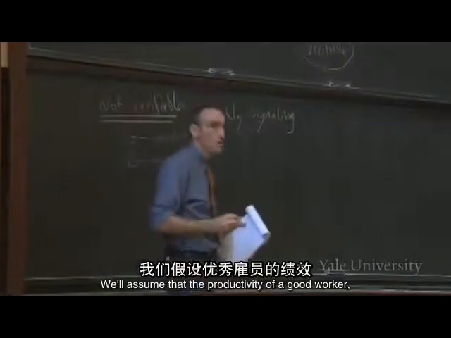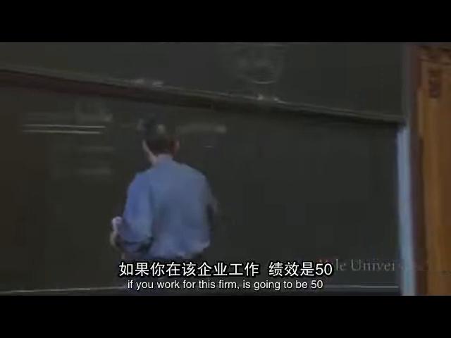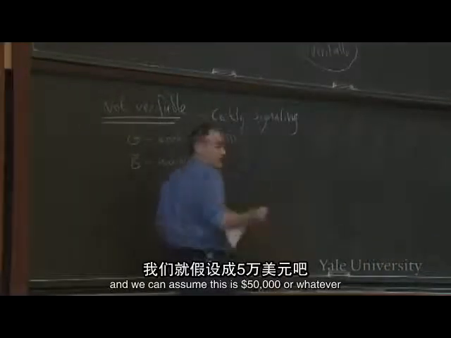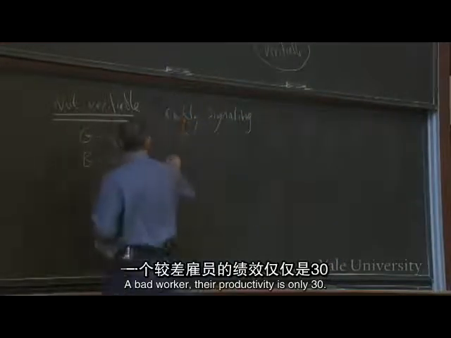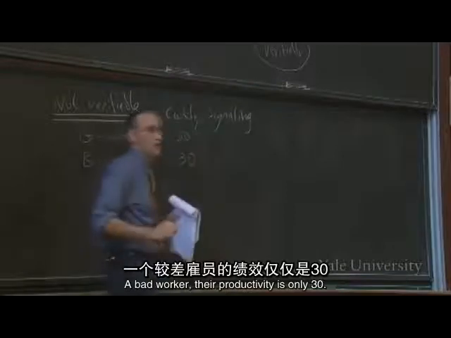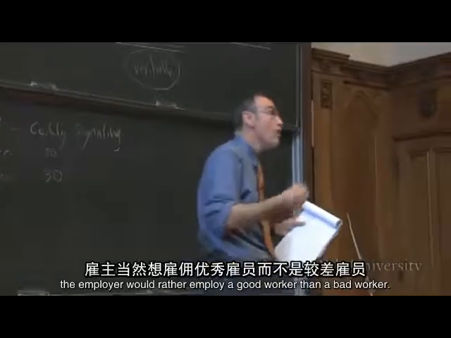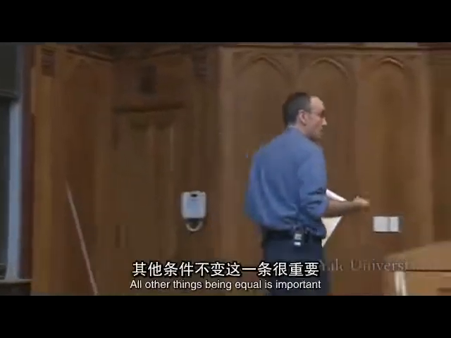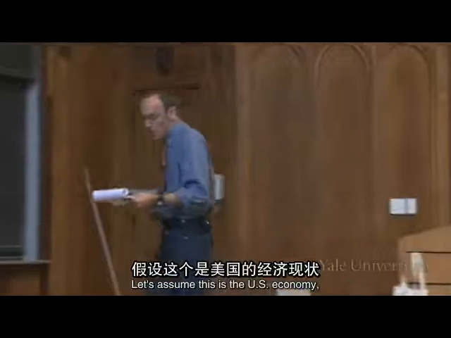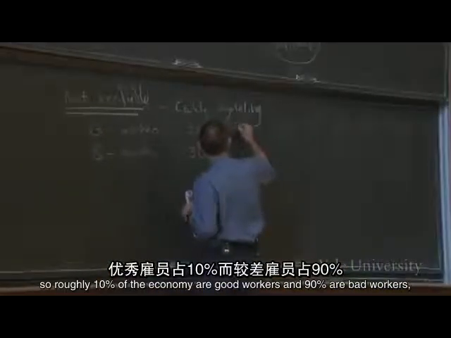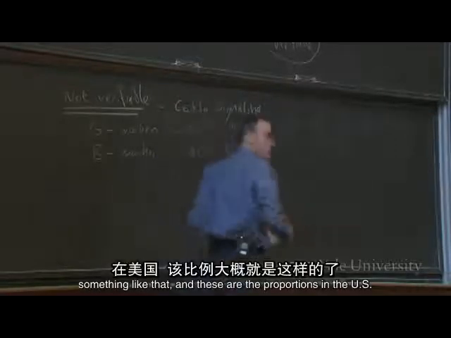All right? And we'll assume that the productivity of a good worker, if you work for this firm, is going to be 50. And we can assume this is $50,000 or whatever, but let's forget units for now and just call it 50. And a bad worker, their productivity is only 30. All right? So clearly, all other things being equal, the employer would rather employ a good worker than a bad worker. And all other things being equal is important because then we have to pay the good worker more. Let's assume this is the US economy, so roughly 10% of the economy are good workers and 90% are bad workers, something like that. All right? So these are the proportions in the US.